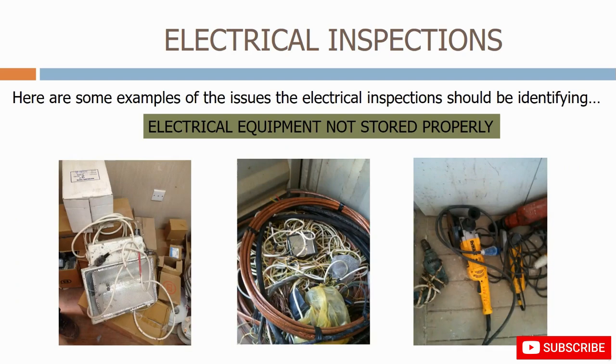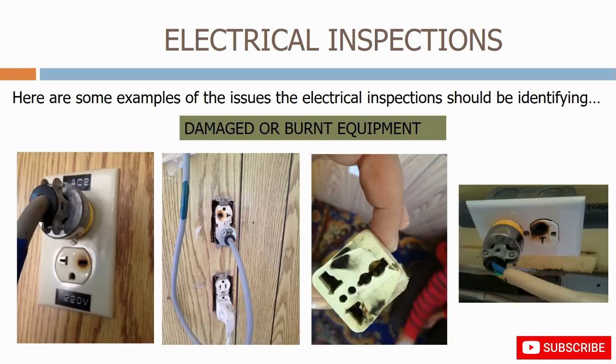Make sure that all the electrical equipment is stored properly. All equipment in stores needs to be inspected and tagged. Any defective equipment should be stored separately in a segregated defective equipment area. And finally, identify any damaged or burnt equipment. Take the equipment out of service and investigate why the equipment is burning.